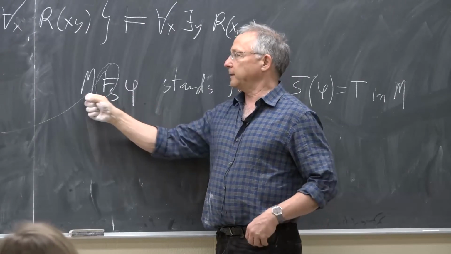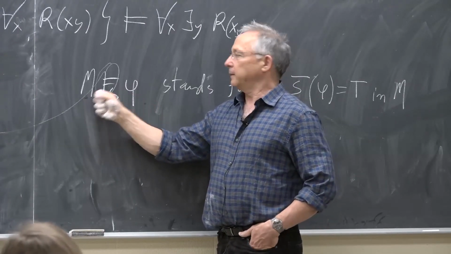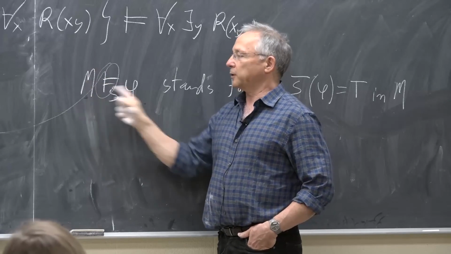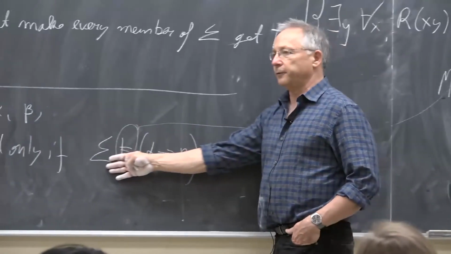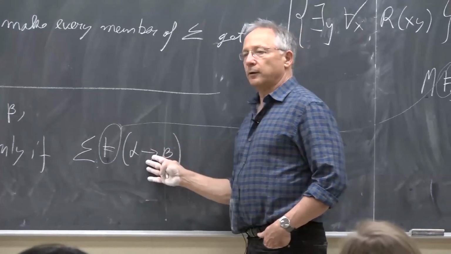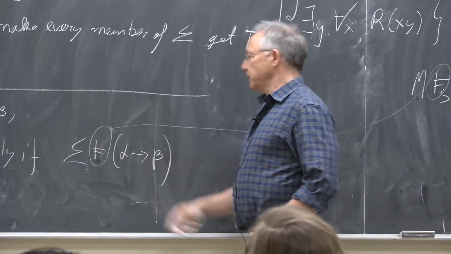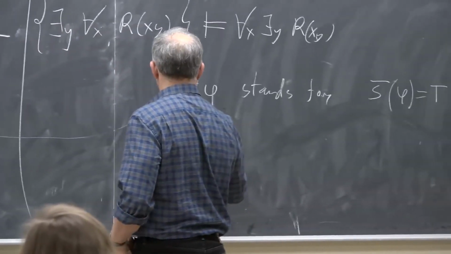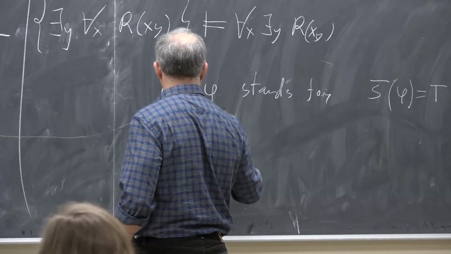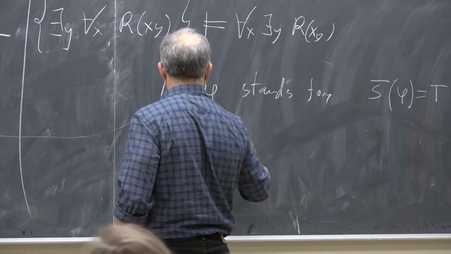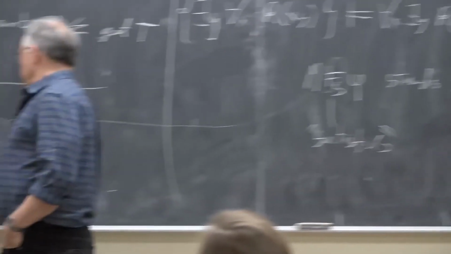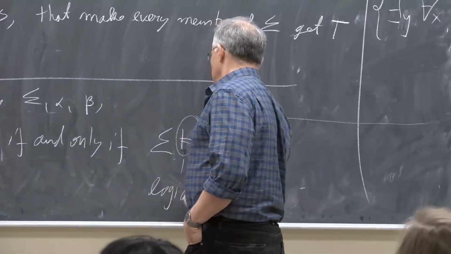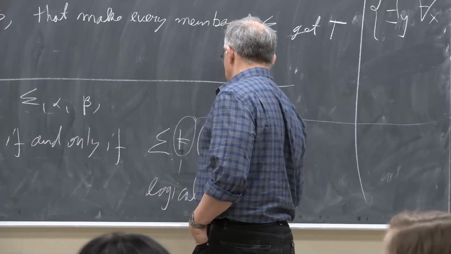So if we see a structure on the left, this notation means the structure satisfies the formula. If you see a set of formulas or a formula on the left, it means this is logical implication. So this is satisfies phi, and this is logically implies.